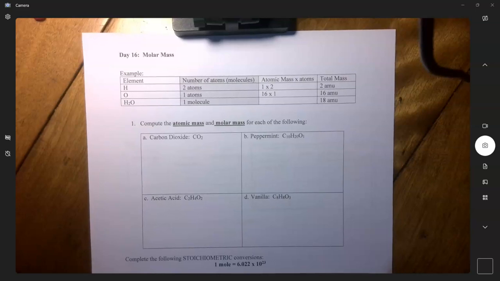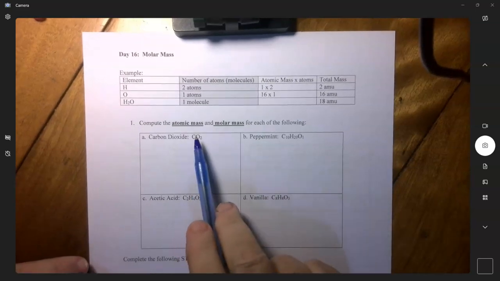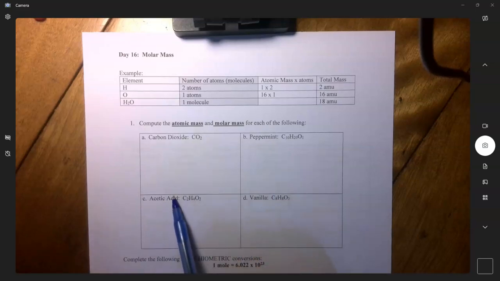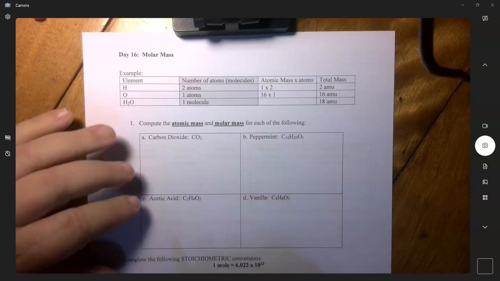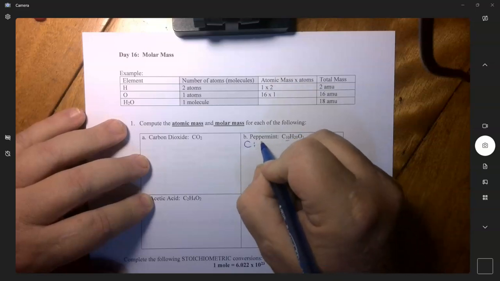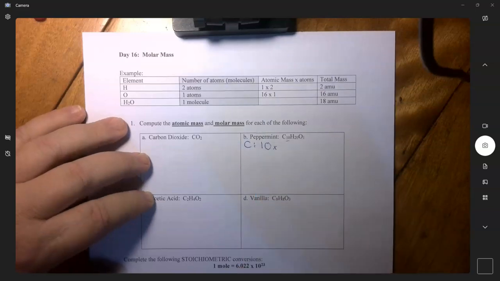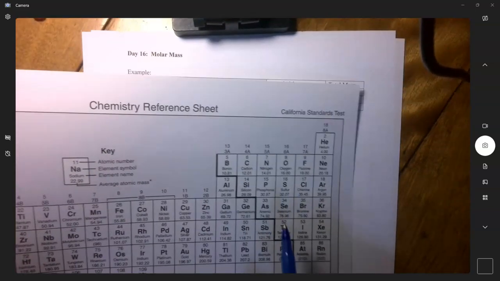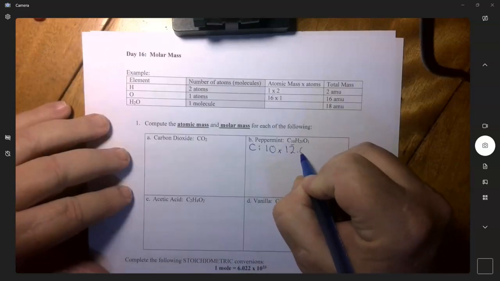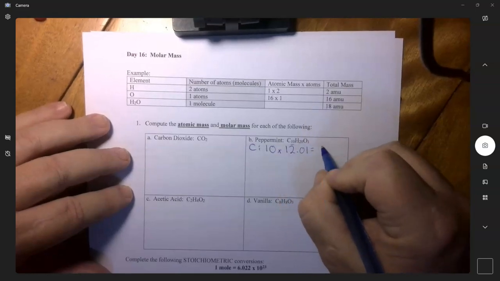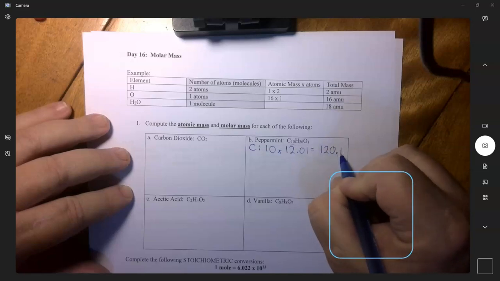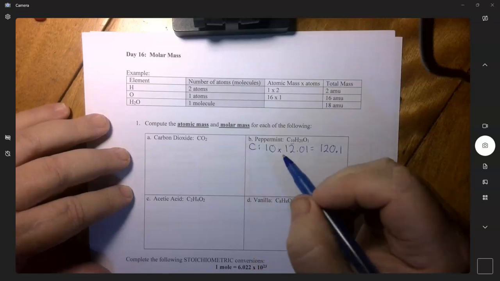Alright, so on page 2, what I'm asking you to do here is compute the atomic mass and the molar mass for each of these compounds. So they're things you've heard of: carbon dioxide, this is vinegar, vanilla, and peppermint. So why don't we do peppermint here? You start off with the element C, and you have 10 of them. The atomic mass for carbon is 12.01, so you're going to put that here. And you multiply those and you get 120.1.